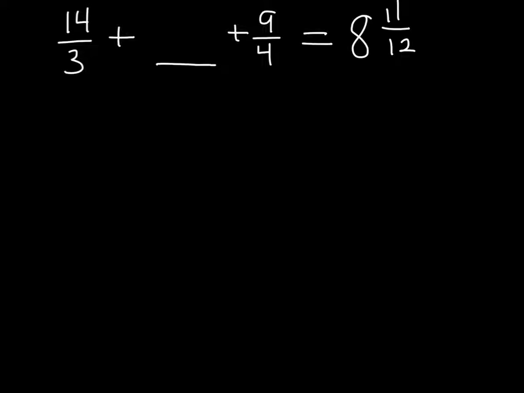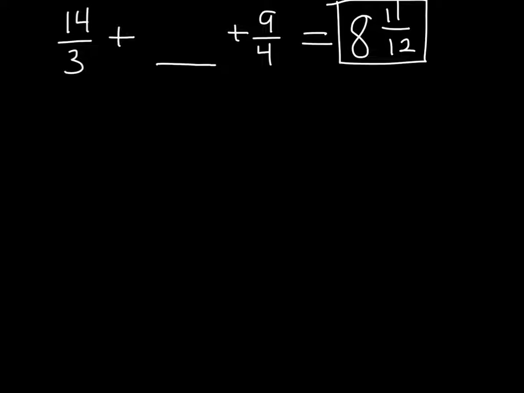Now, this is unusual because we have the blank in the middle now instead of on the right side of the equal sign. So when you look at this problem, it looks like it is an addition problem, but it's not. We know the whole. The whole is 8 and 11/12. This is actually a subtraction problem in disguise.